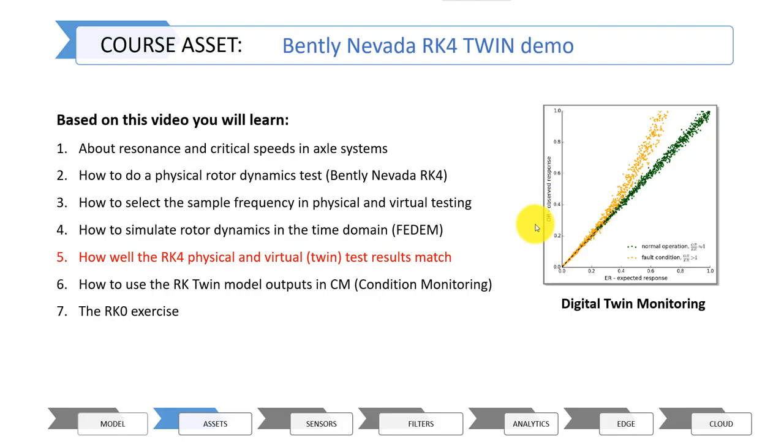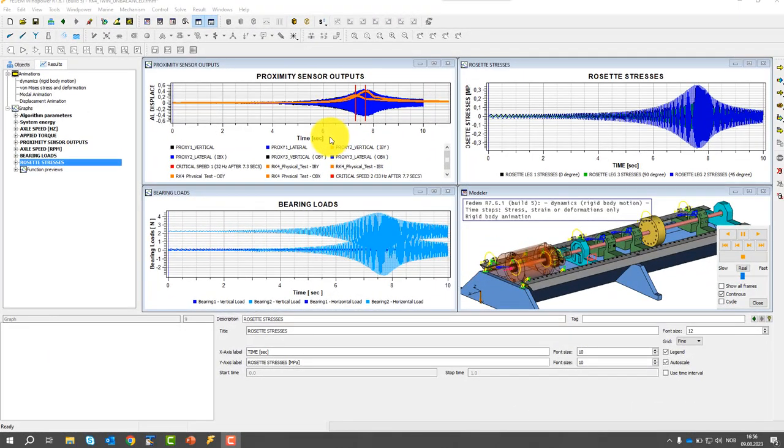Let's have a look at my model again. The only way I can validate my FEDEM model of the RK4 test rig is to compare the outputs from the physical and virtual proximity sensors. And here you see that the amplitude, that means the radial displacements of the axial, is roughly the same. It's approximately 0.4 millimeters, and the resonance is also acting at the same critical speed. That means 32 Hz. I can't compare the outputs from the virtual strain gauges and the bearing loads because I don't have physical force transducers or rosettes on my physical test rig.